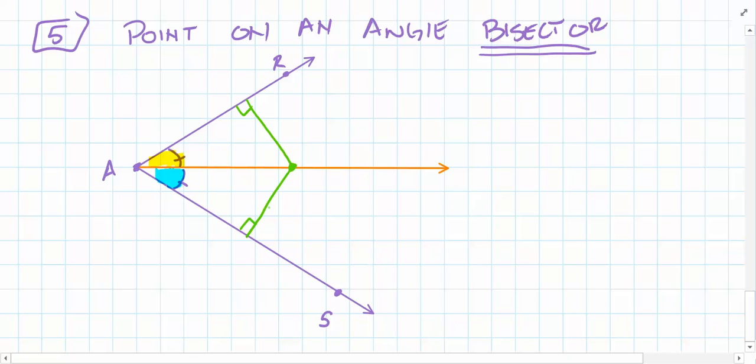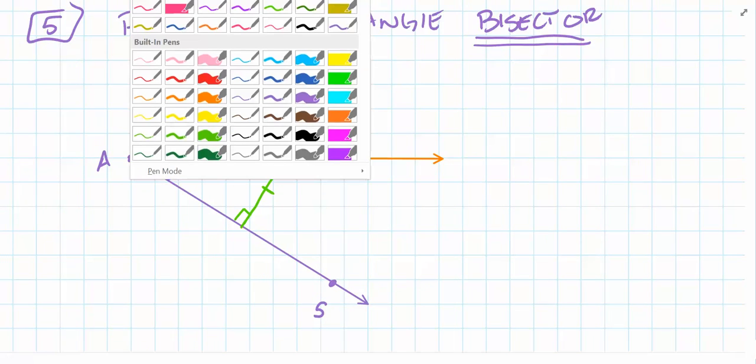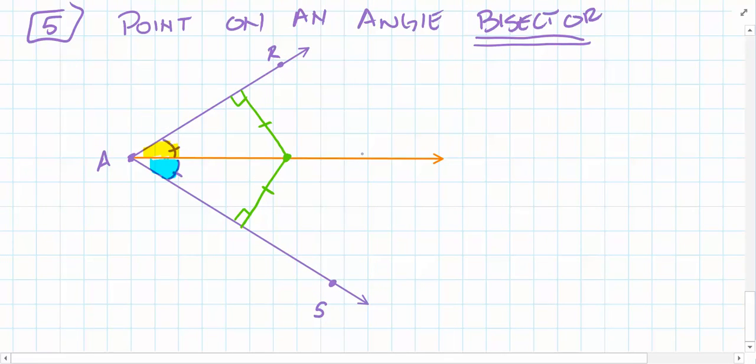Okay? Pick a different point. I'm going to go inside here. I'm going to pick this point here. Shortest distance back to AR is the perpendicular line, right? Perpendicular line segment. I have that one there. Go the perpendicular line segment to the other one. They are congruent. There you go.